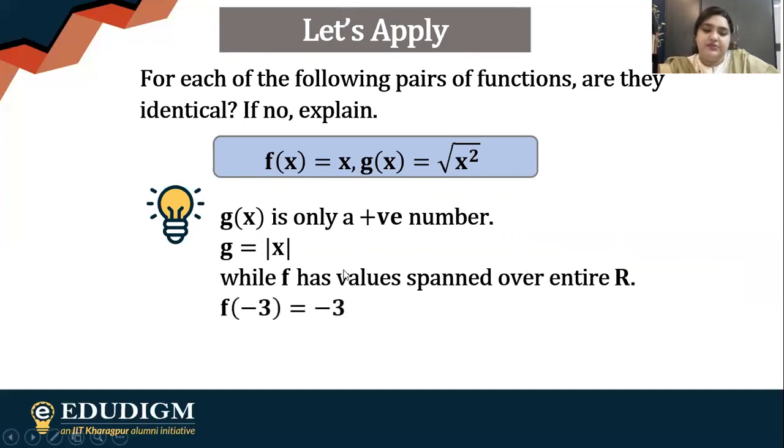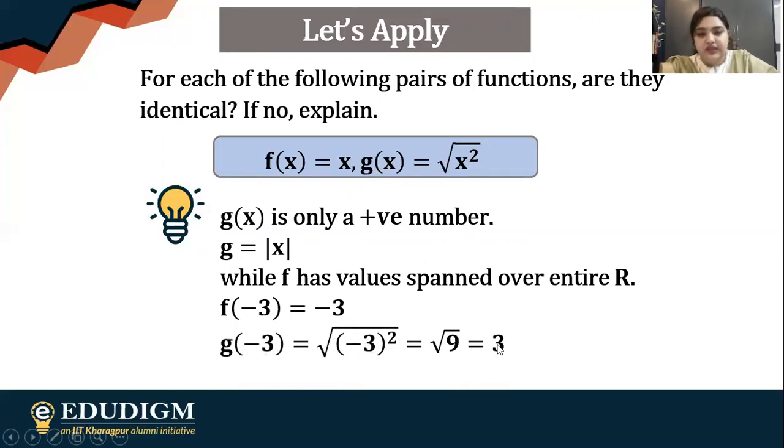Take an example. Suppose I'm taking f of minus 3. The output will be minus 3. Whereas if I take g of minus 3, this will be root over 3 square, which is root 9, which is 3. Note that we have taken the principal square root because this is a function. It cannot have plus minus 3, two values. So clearly, they are not identical.